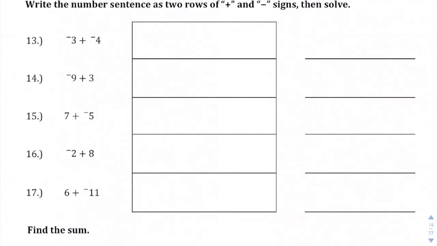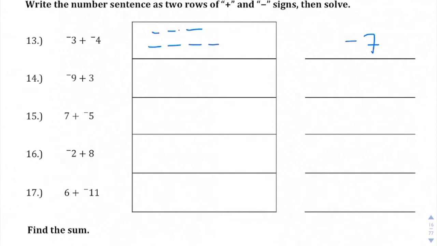Here we're actually going backwards. They've given us the number sentence, but they want us to show the positive and negative signs to represent it. This would be a way that you could always fall back upon if you needed to when trying to figure out these equations. So we have negative 3, 1, 2, 3, and negative 4, 1, 2, 3, 4 dashes. How many negatives do we have in total? We have 7.